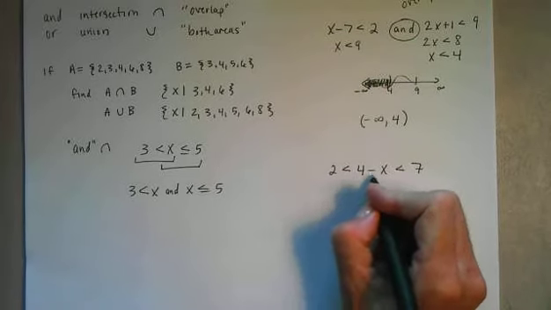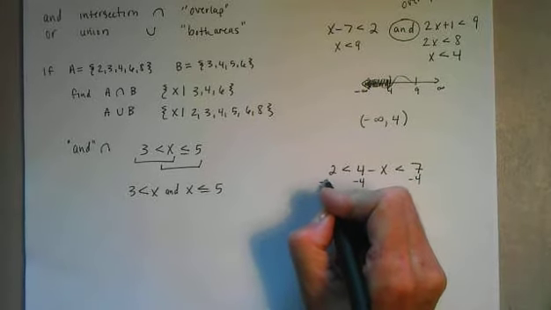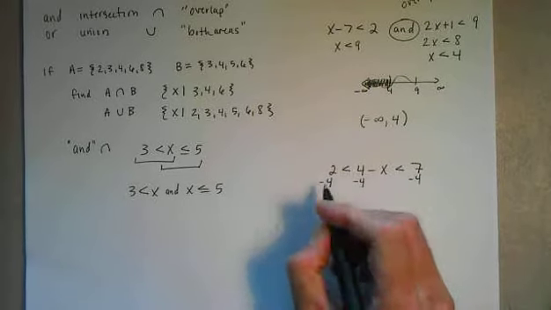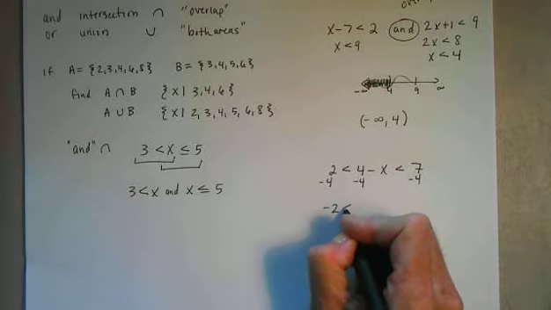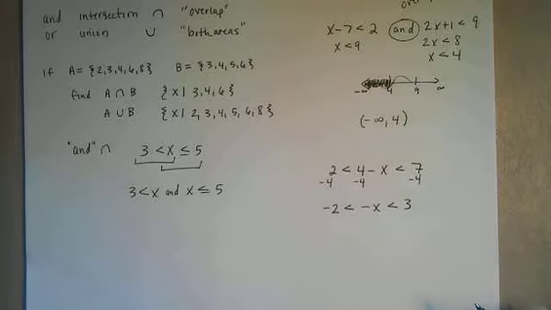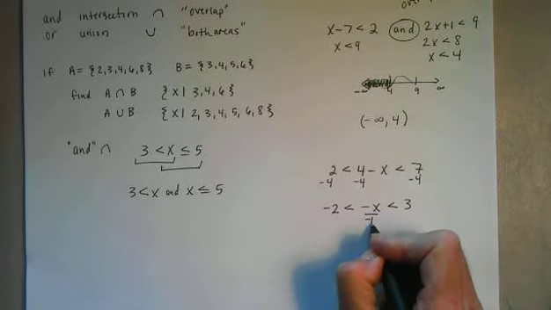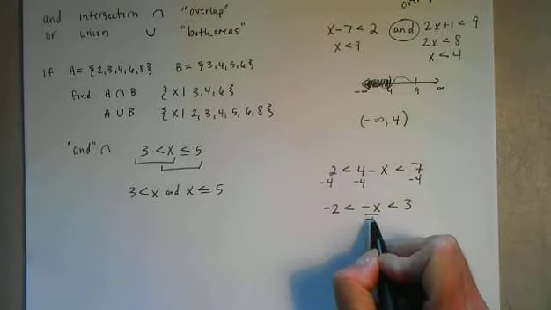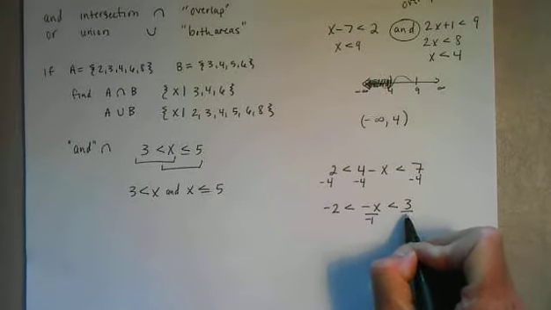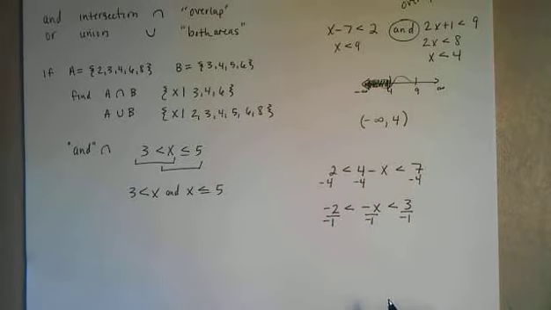So to get x alone, I have to subtract 4, and I have to do it in all three sides of that inequality. So I now have -2 is less than -x is less than 3. Then to get x alone, I can see that I've got to get rid of that negative, and I'm multiplying by it, so I'm going to divide all three sides by the -1. And this is big, because don't forget, what do you have to do when you divide by a negative?